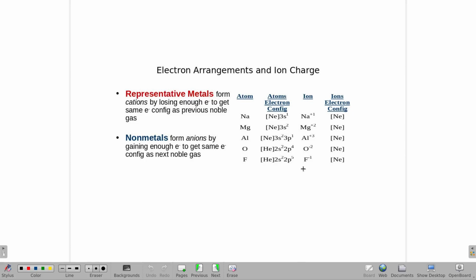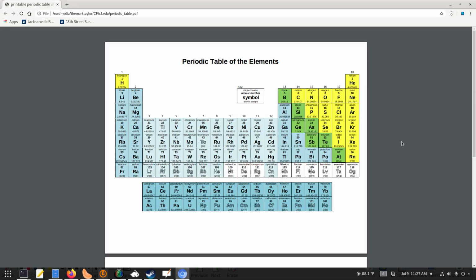And same thing happened with fluoride when it gained the electrons. But we actually can see this by just looking at the periodic table. So our first row always loses 1 electron, becomes a positive 1. The second row loses 2. And when that goes back, like lithium goes back, it turns into helium on the electron cloud.